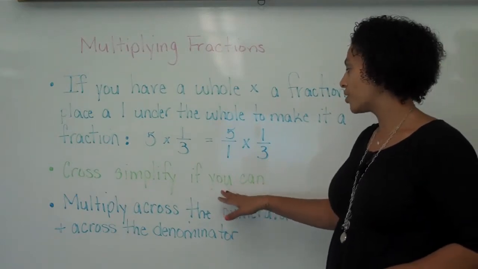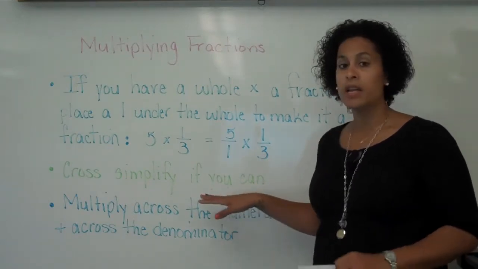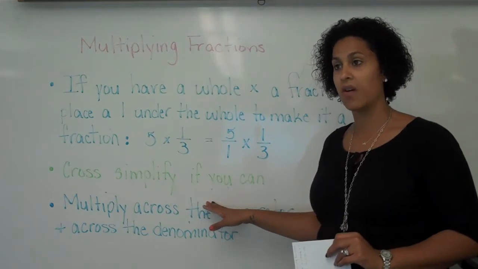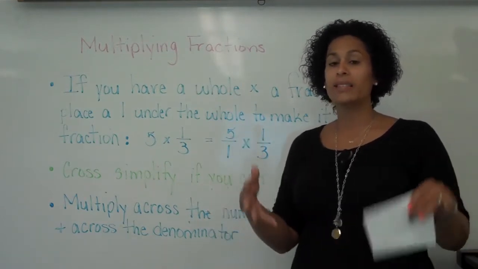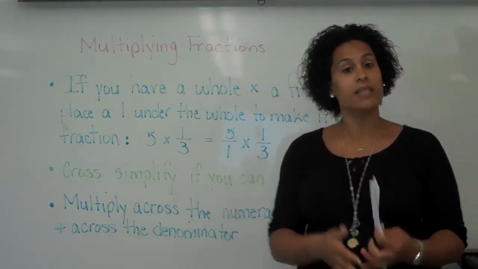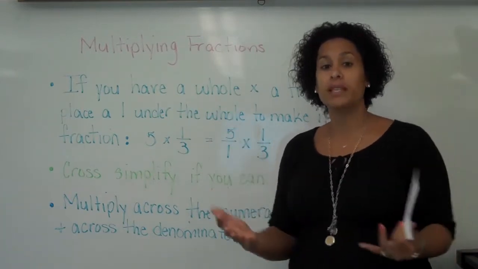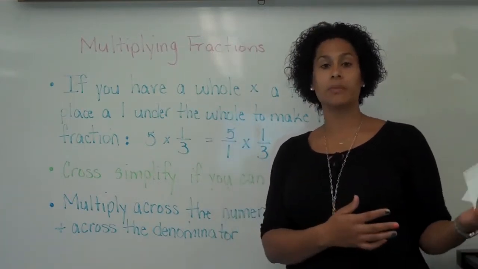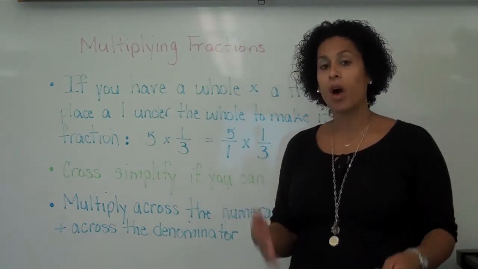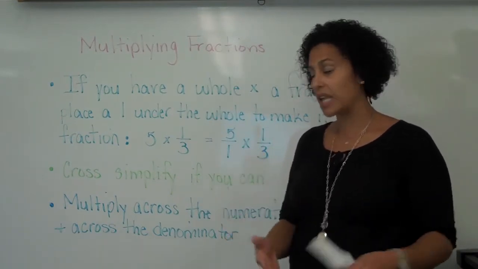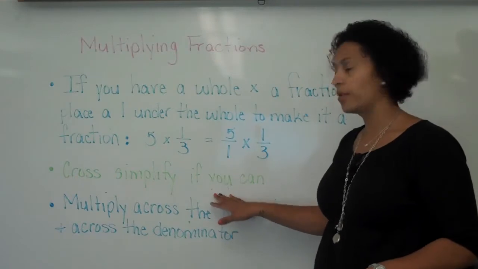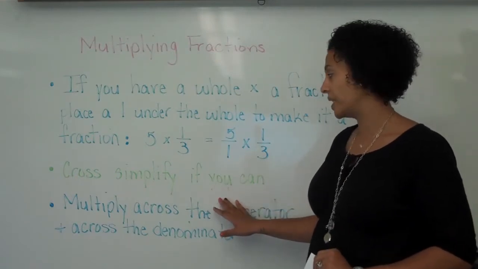Step 2 is to cross-simplify if possible. This is what Mrs. Oliva talked to us about on Thursday, and doing that step first, because she explained to us as our numbers get bigger, our fractions might end up being really big, and we're going to end up having to do a lot of simplifying. So if we can simplify while our numbers are small, it's a lot easier. So we're going to cross-simplify if you can, and again, this is what our focus is going to be today.